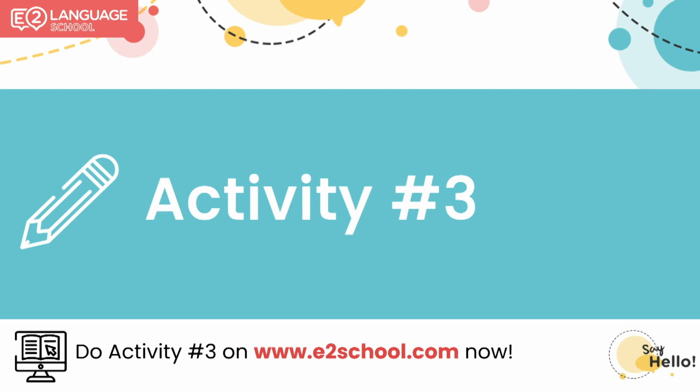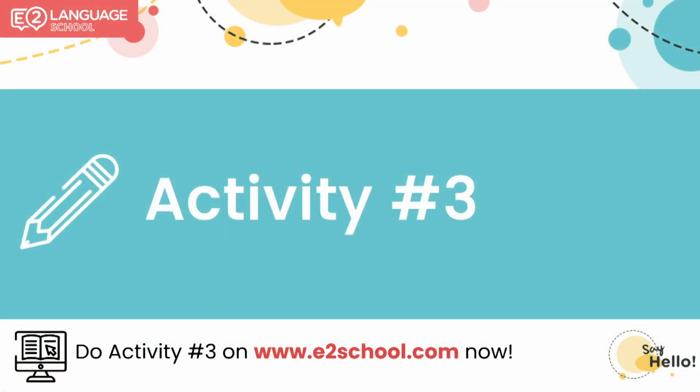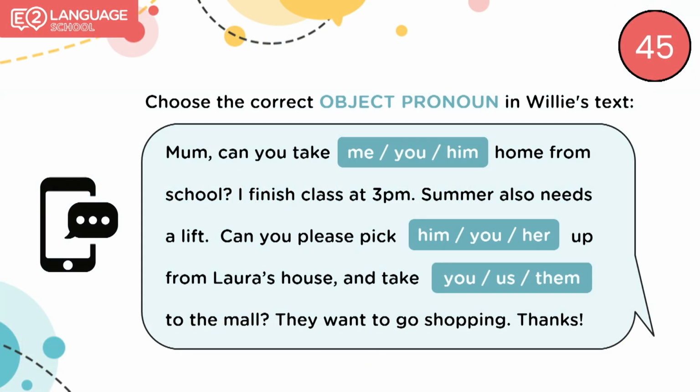Moving on now, activity number 3. Now in this activity, you're going to see a text message from Willie that he's sending to his mum, Sylvia. And I want you to choose the correct object pronoun in Willie's text. I'm going to give you 45 seconds to do this activity. Your time starts now.